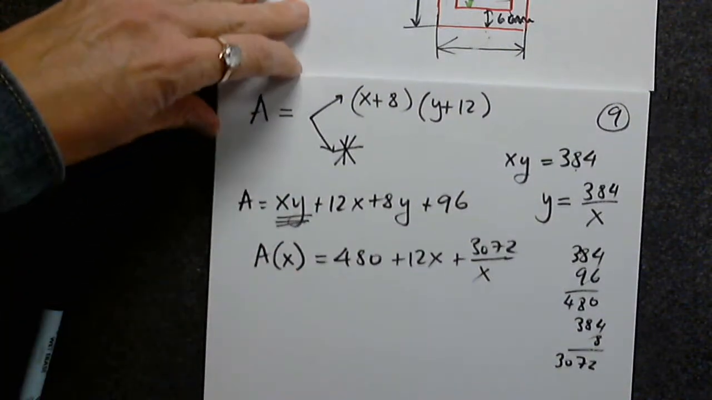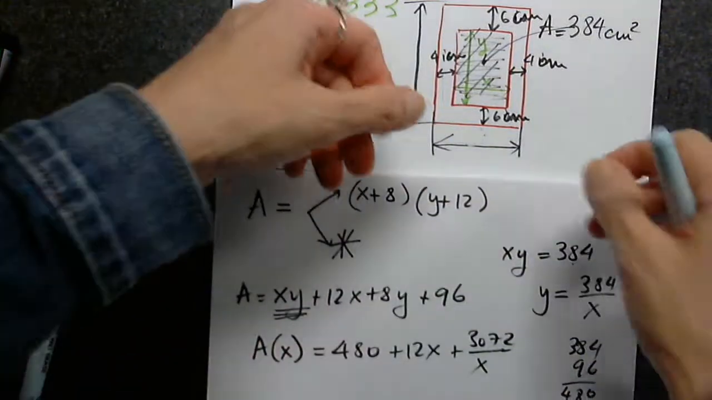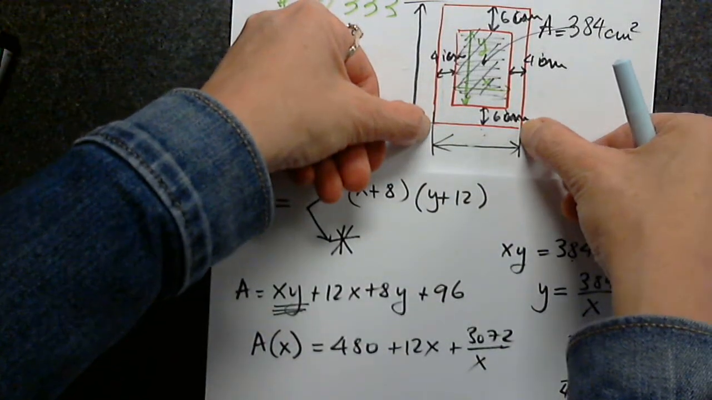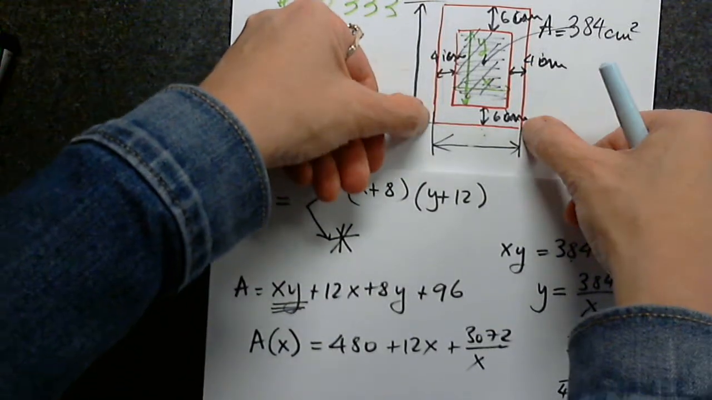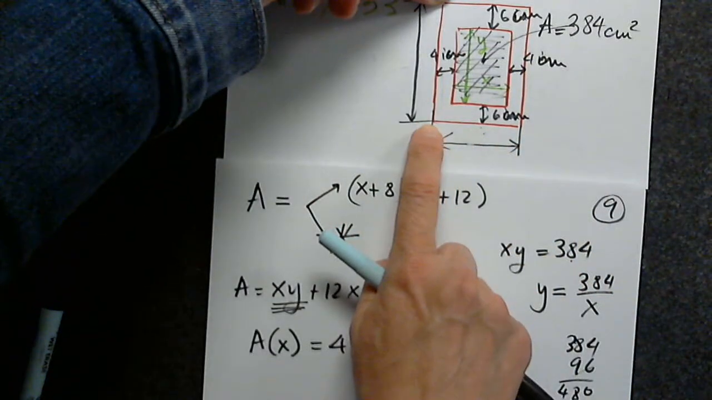Just make sure I understand. So the first part, the x plus 8 and the y plus 12, that's the inside? The x plus 8? Yeah. X plus 8 is this. Okay. We are minimizing the total area. So this is x plus 8, and this is y plus 12.